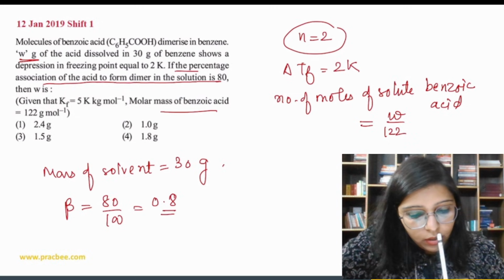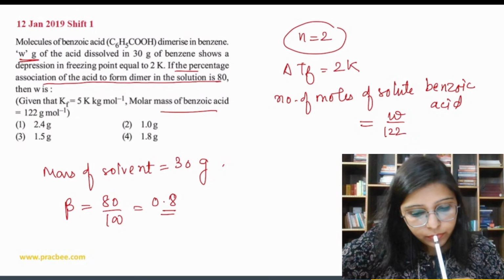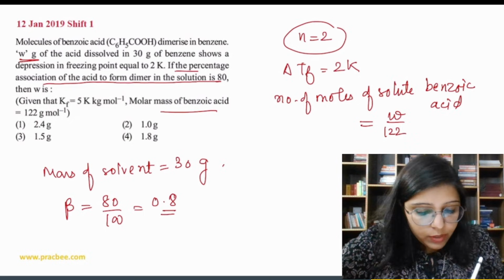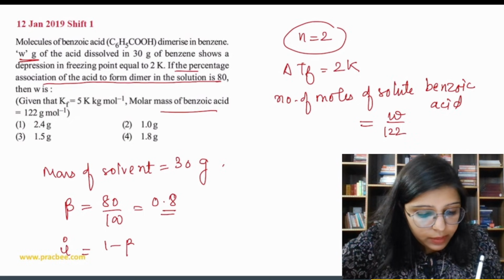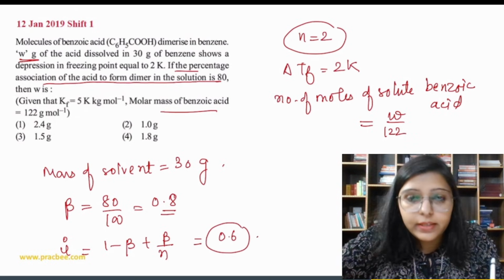Fine. So what do you need to find out? You have to find out the value of W. So first, i is 1 minus beta plus beta by n. So from that you can calculate the value of i. Once you calculate, you get the value of i equal to 0.6.